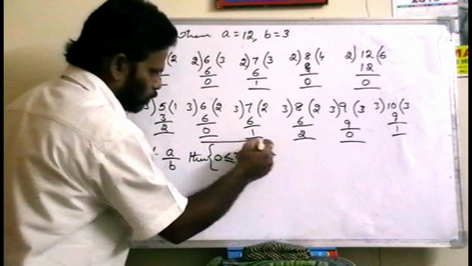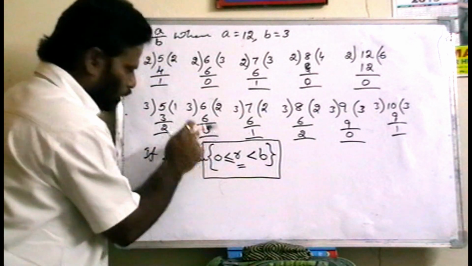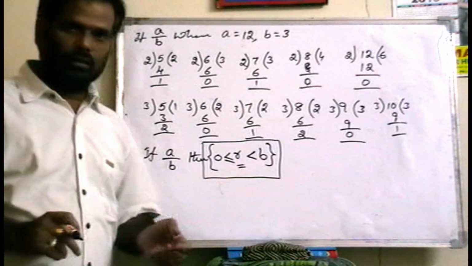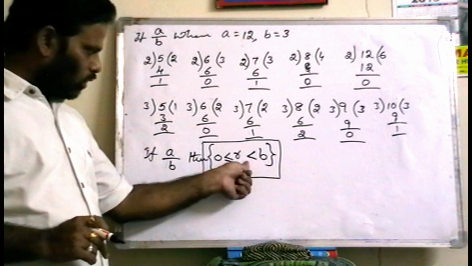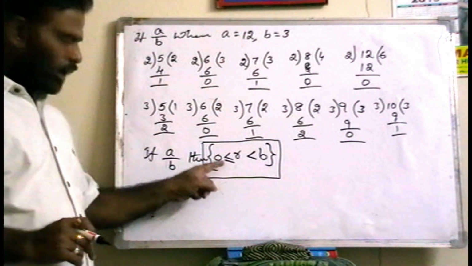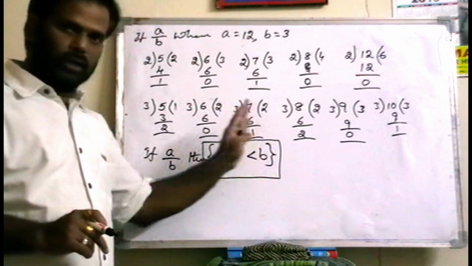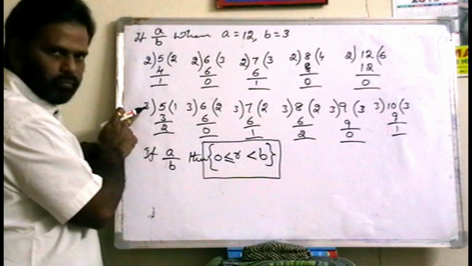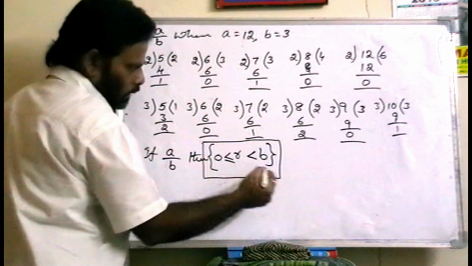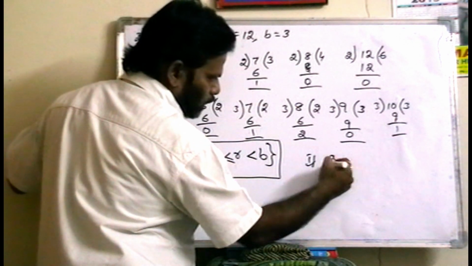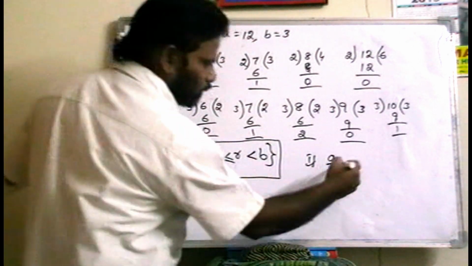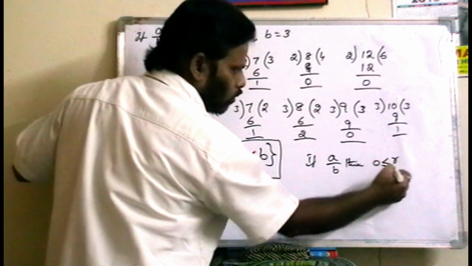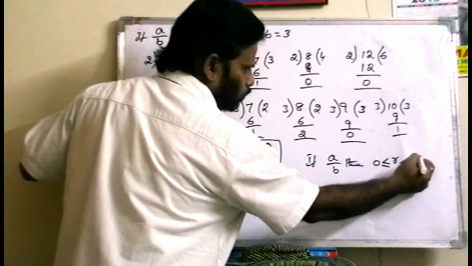This is the main important topic because the division algorithm, or Euclid's division lemma, depends on the remainder only. The remainder is always more than or equal to 0 and less than b, but not less than or equal to, because the remainder is always less than the divisor only. So finally, if a is divided by b, where b is not equal to 0, then the remainder is always more than or equal to 0 and less than the divisor b.